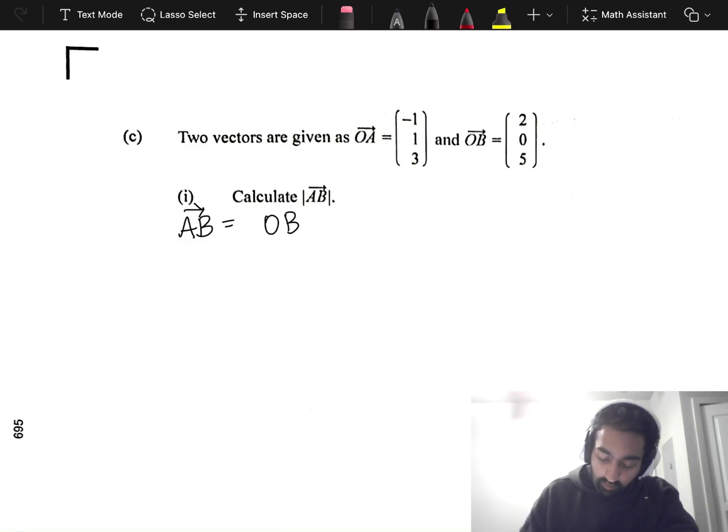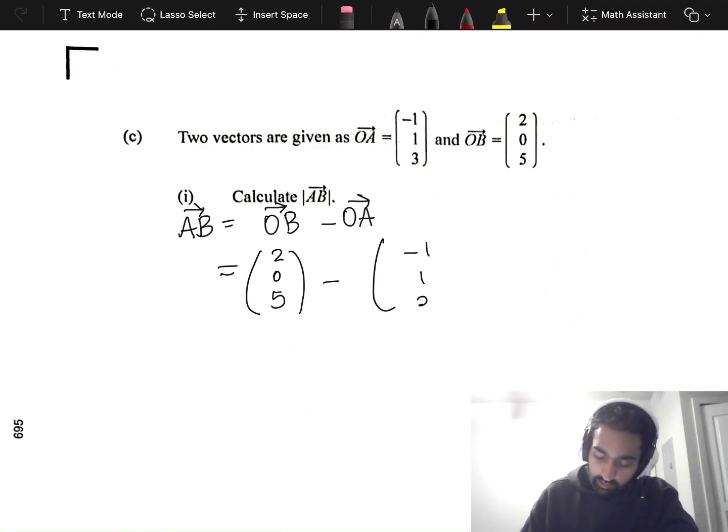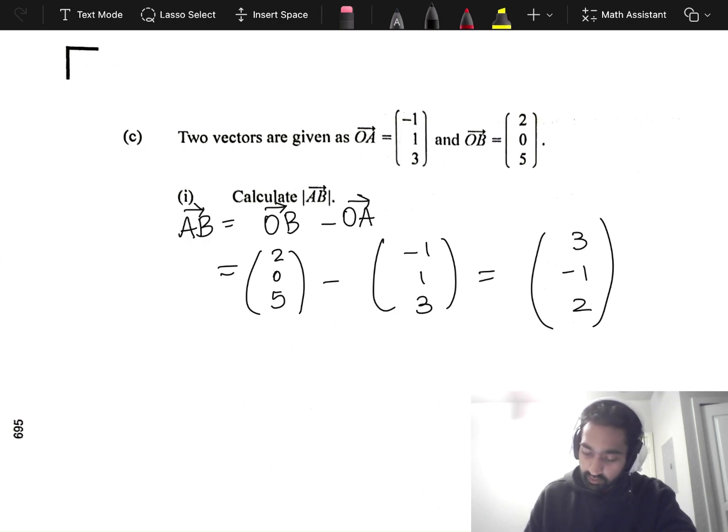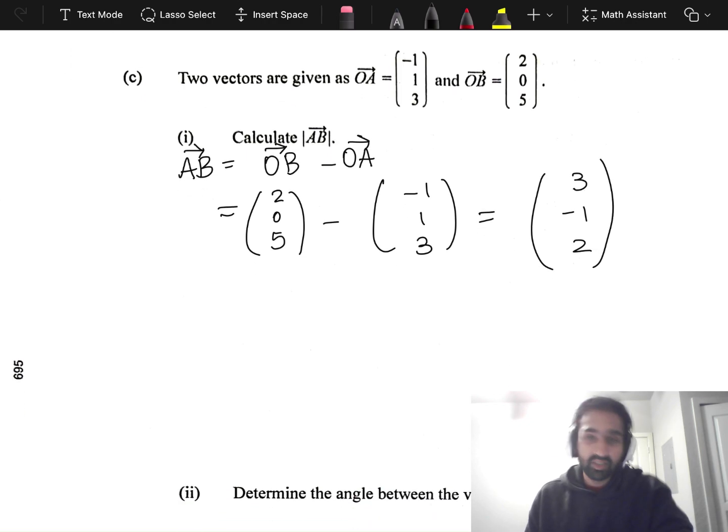Remember, AB, this is a formula you need to know, is equal to OB minus OA. Now OB is (2, 0, 5), and then minus (minus 1, 1, 3). When you subtract two vectors, you subtract the x's, subtract the y's, and subtract the z's. The x means the first row, y is the second row, and z is the third row. So for example, here 2 minus minus 1 is 3. 0 minus 1 is minus 1. And then 5 minus 3 is 2. That's how you subtract vectors.